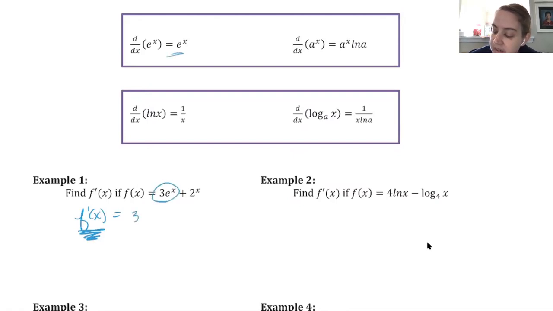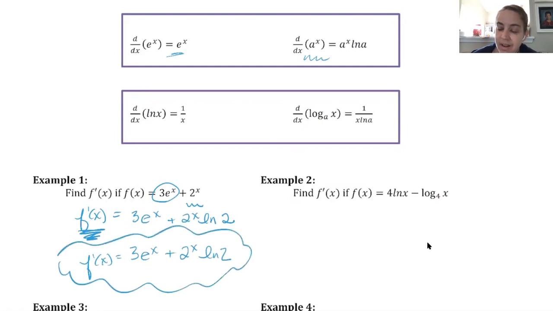So this is 3e to the x. 2 to the x, that's really the a to the x formula. So this will be 2 to the x ln of 2. That, my friends, is the answer. I'll just write it a little neater down here. There's nothing else to do. There are no like terms to put together. Sometimes students forget their algebra rules and they try to do crazy things. That's it. That's as good as it gets.